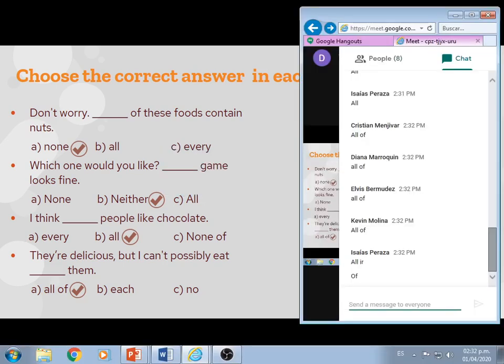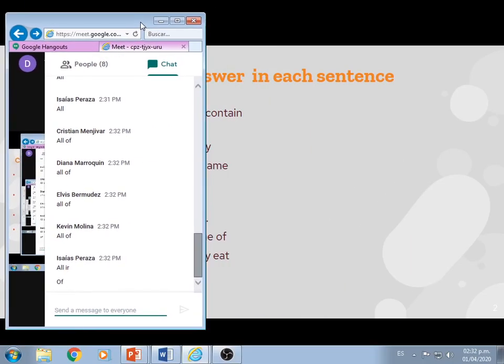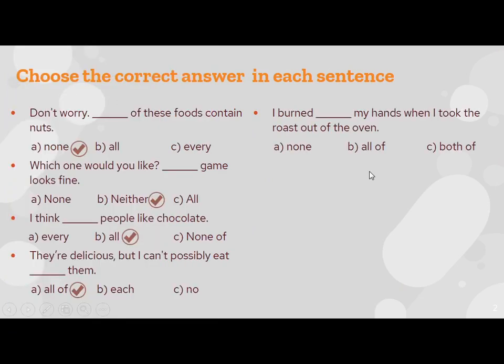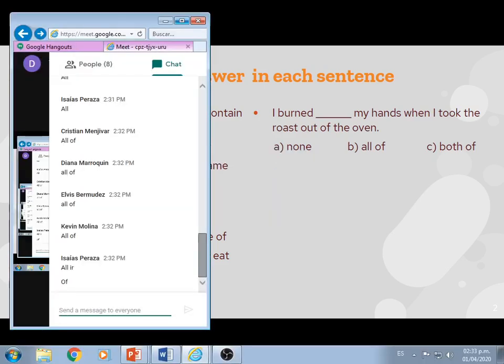Okay, now we're going to finish with that side, and move on to the second side of the screen. So we have: I burned, and then my hands when I took the roast out of the oven. So what's the answer? None, all of, or both of?